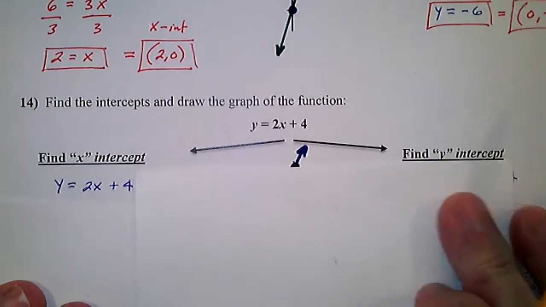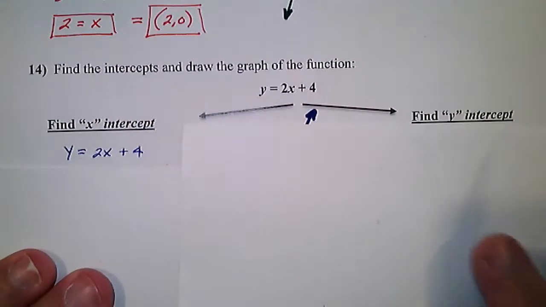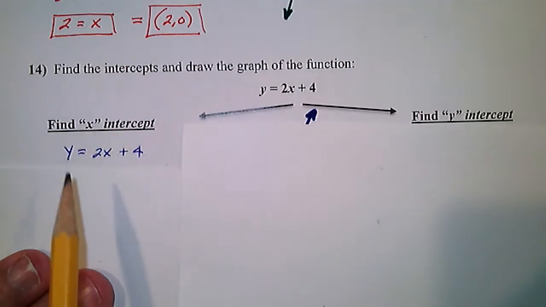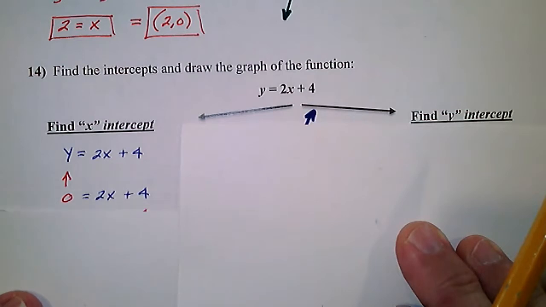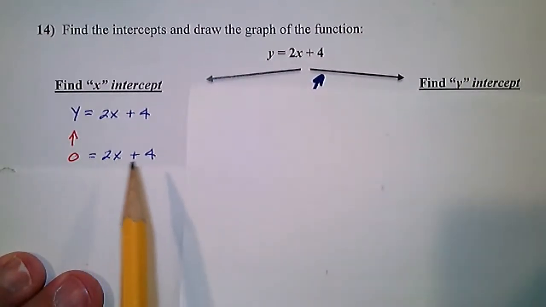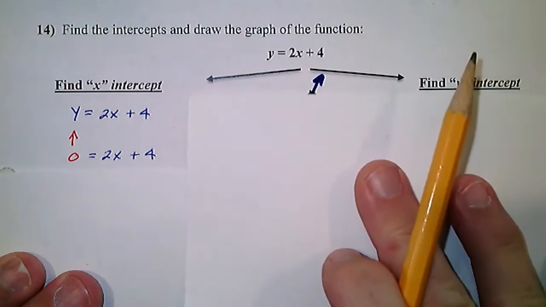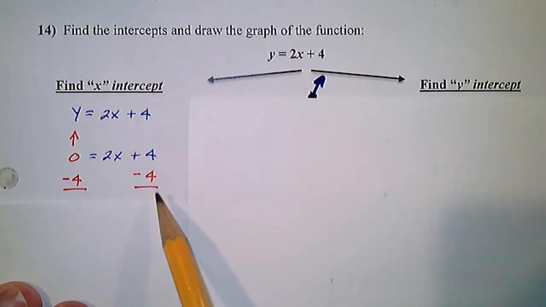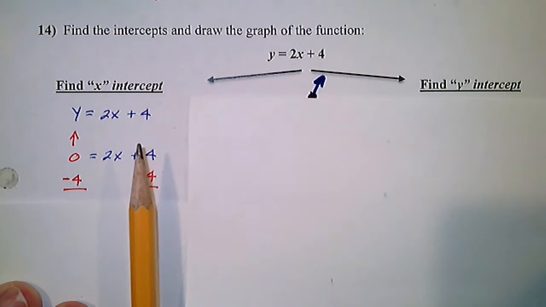And then let's think about it. If I want the x-intercept, do the opposite, right? We're going to put our 0 into the y. We want that to disappear. So I'm going to put a 0 there. So now I've got 2x plus 4. And I'm going to subtract 4 from both sides because I want this to get out of there.